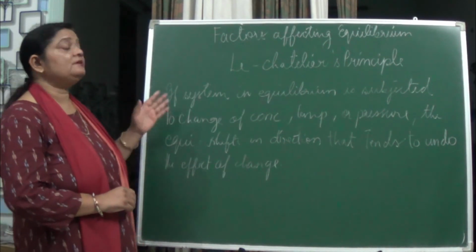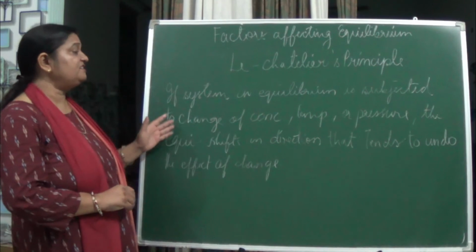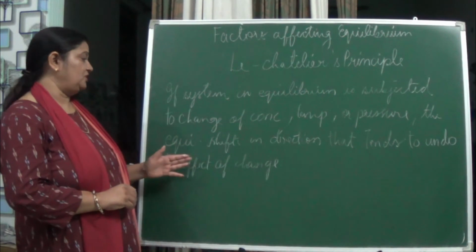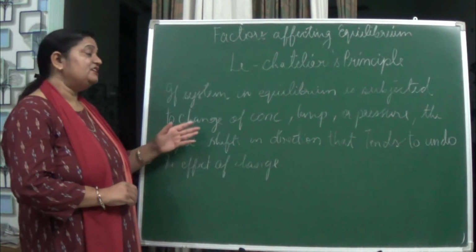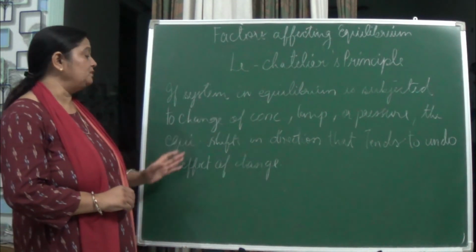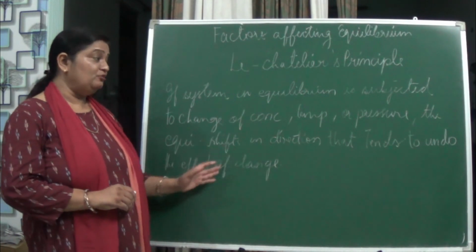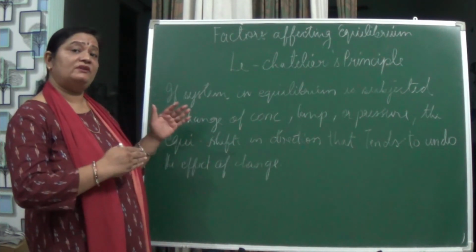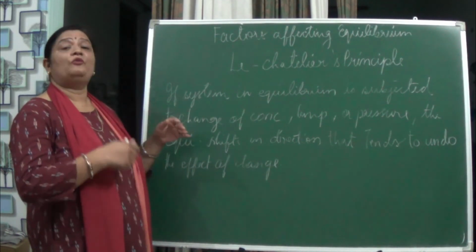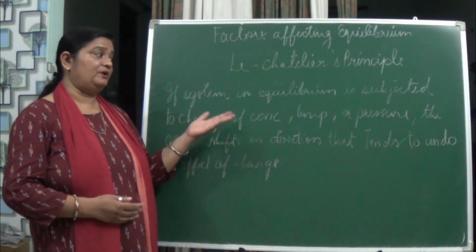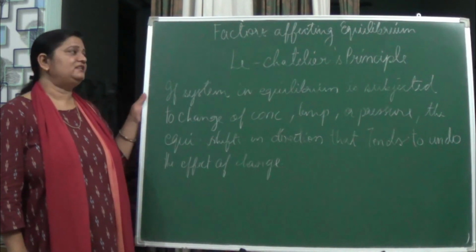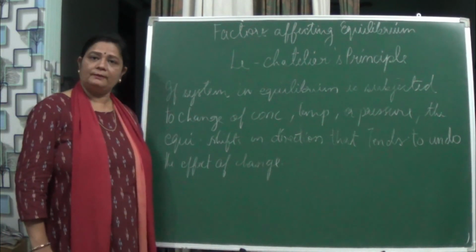It says that if a system is in equilibrium and is subjected to a change of concentration, temperature or pressure, the equilibrium shifts in the direction so that it tends to undo the effect of the change. It means it will shift in the backward or the forward direction in order to compensate whatever has been increased or decreased, like temperature, pressure or concentration. So this was all about the Le-Chatelier principle and the factors affecting the equilibrium.